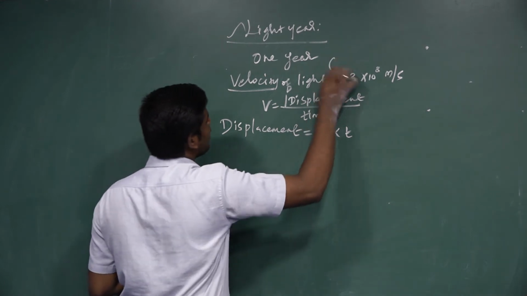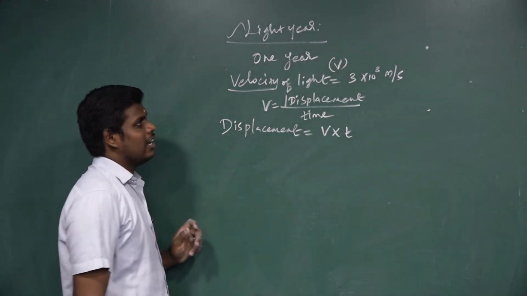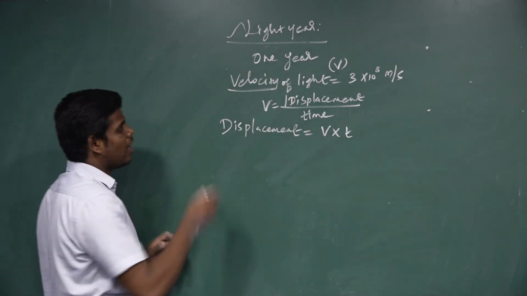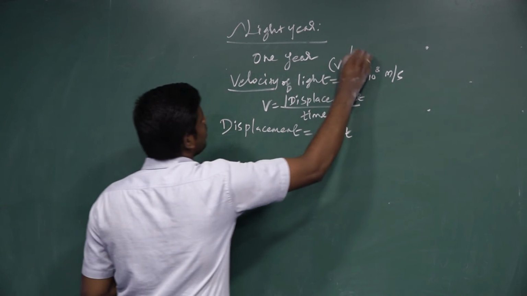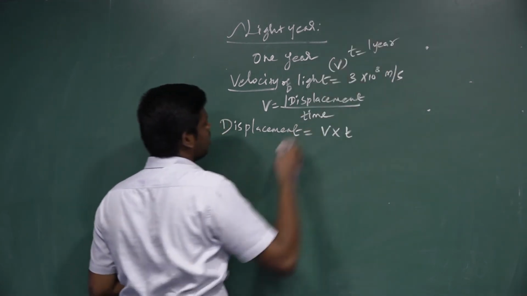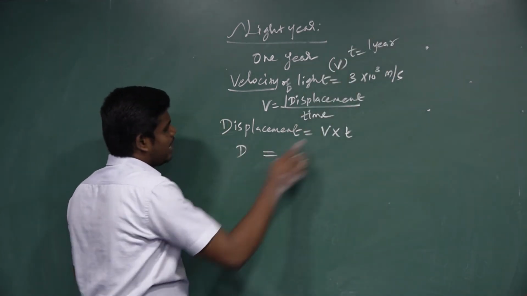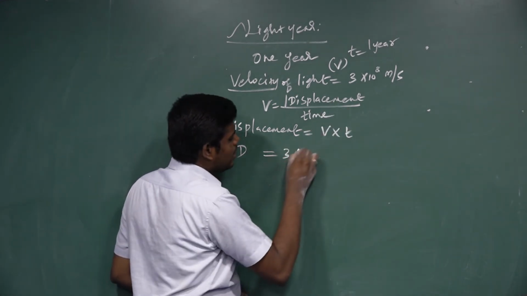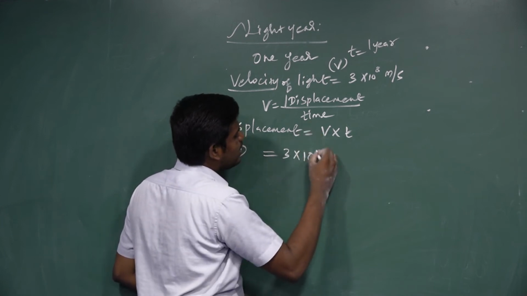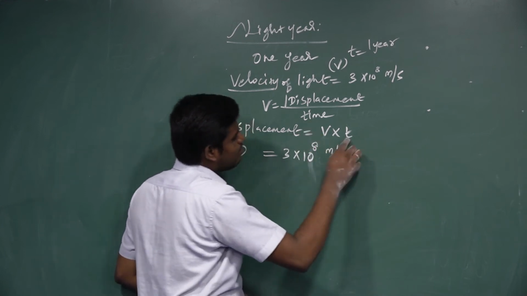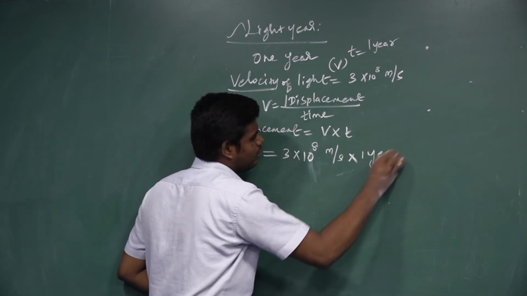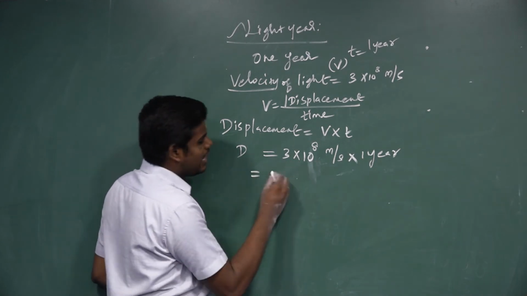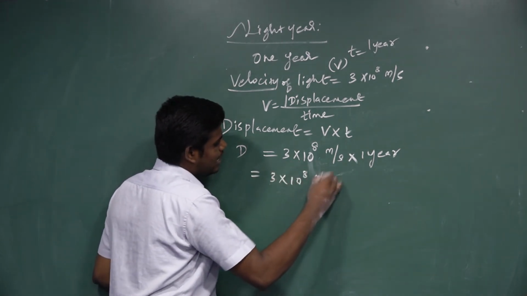Already we derived the velocity of light, which is denoted by the letter V. Here the time is given, that is 1 year. So time is equal to 1 year. Apply here. We know the constant value of velocity. Velocity is equal to 3 into 10 to the power 8 meter per second. Time is equal to 1 year. So 3 into 10 to the power 8 meter per second.